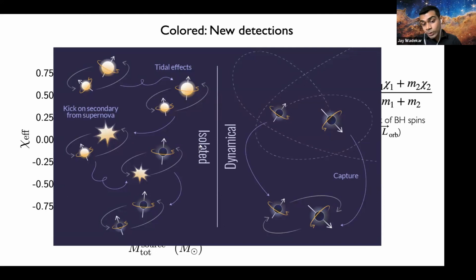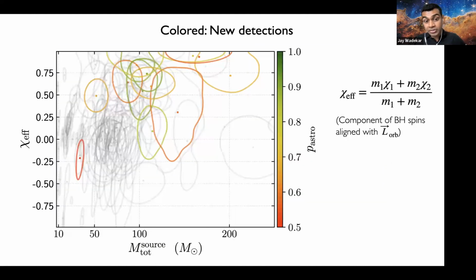For example, in isolated channels, you tend to have more black holes which are aligned with the orbital angular momentum. But in a dynamical scenario at the centers of clusters, you don't expect these black holes to align with the orbital angular momentum. So maybe some of these new detections, once we do a population analysis, can give interesting results about these channels.